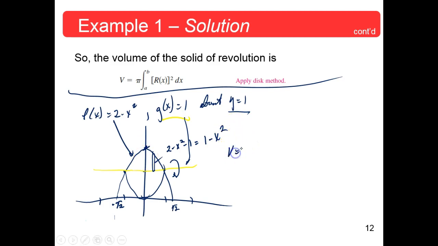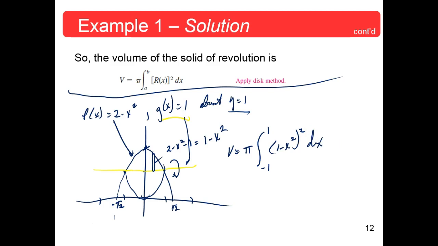The volume is equal to pi on the outside times the integral from minus 1 to 1. Is that what I heard someone say? Something like that. Okay, I thought so. Next, 1 minus x squared, squared, because you square that radius, times your dx.